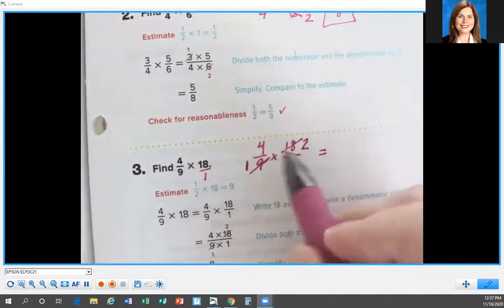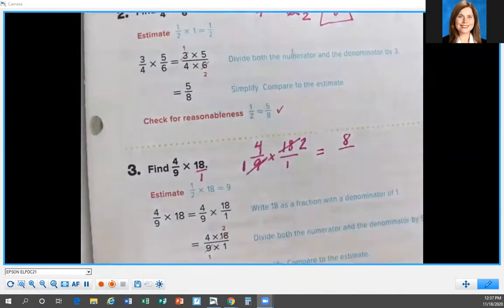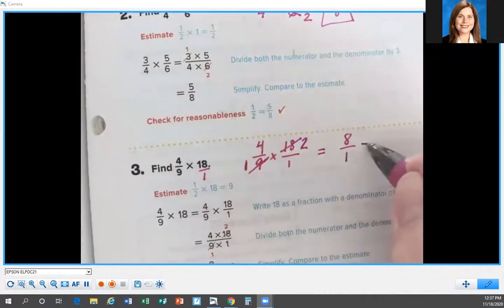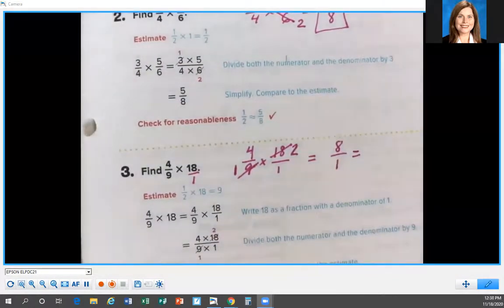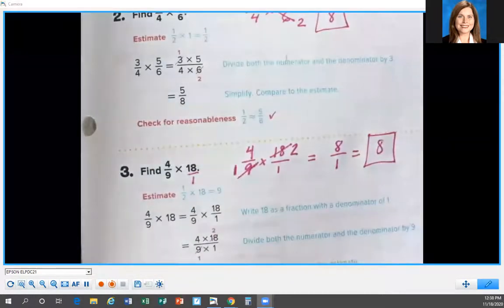Numerator times numerator. 4 times 2 is 8. Denominator times denominator. 1 times 1 is 1. So I just have 8 over 1. When we have a denominator of 1, we don't really need that 1. We can just simplify this to 8.